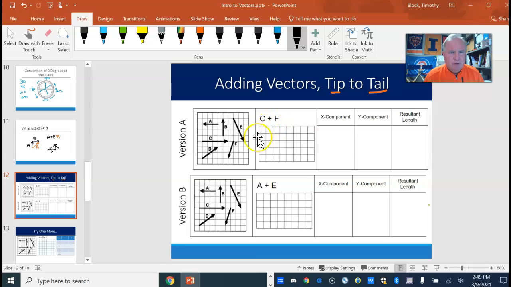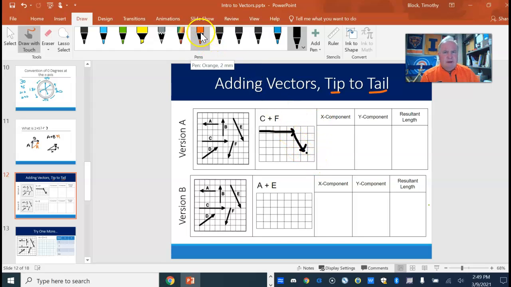So the first one they told us to do is C plus F. C is right here. C is a 5 square vector. Take C, and then we're going to add F to it. F is 1, 2, 3, 4 down and 2 across. That's like that. And so C plus F looks like that.